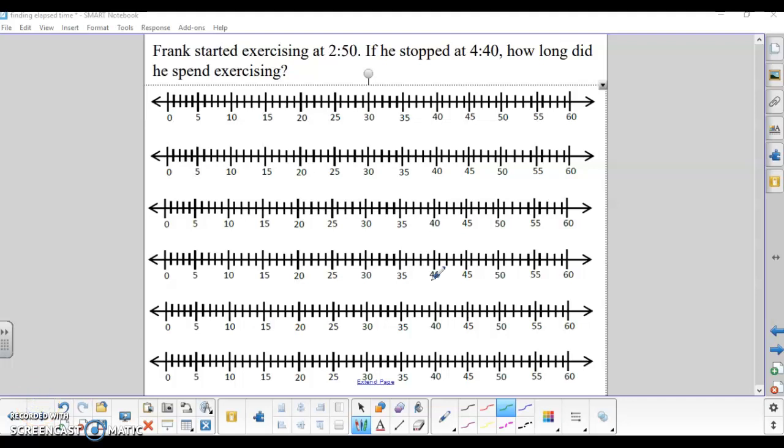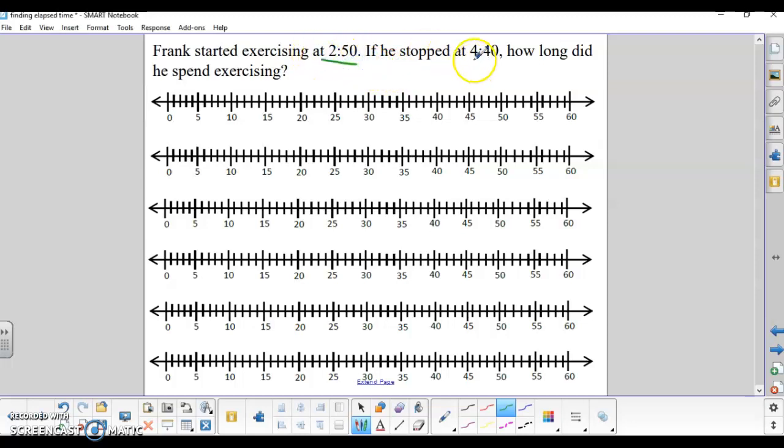Hello boys and girls. So we are going to continue learning about elapsed time. We are going to find out how many hours and minutes it takes for something to happen. Here we have Frank started exercising at 2:50. If he stopped at 4:40, how long did he spend exercising?